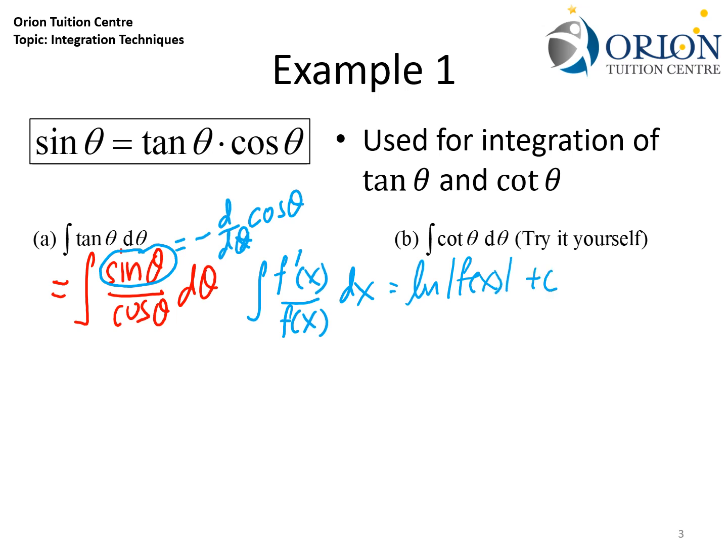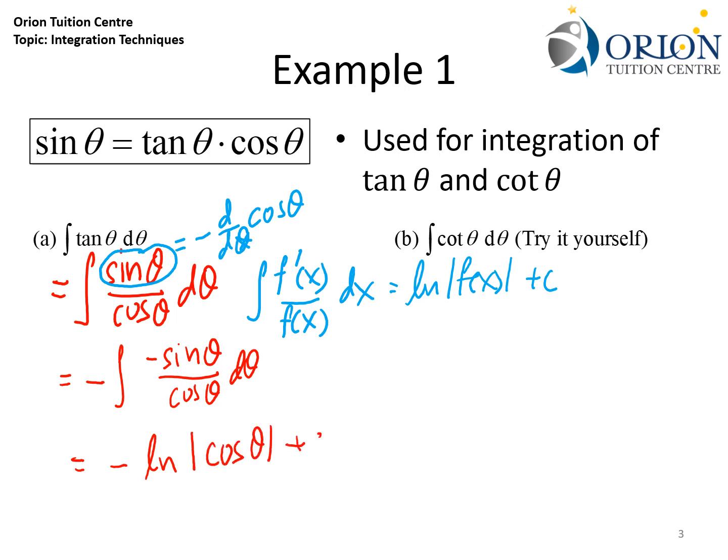to help us integrate this term. Let's first rewrite this as the integration of negative sine theta divided by cosine theta, and I have to add a negative sign outside to balance the entire equation. Therefore this will give us negative ln of modulus of cosine theta plus c. You can try out part B on your own using the same trigo identity.